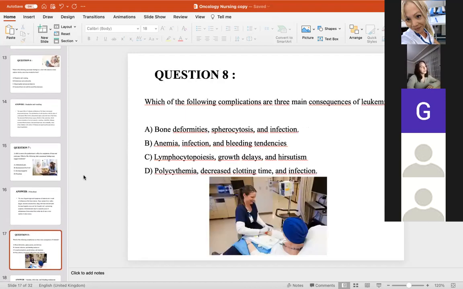And question 8. Which of the following complications are three main consequences of leukemia? A. Bone deformities, spherocytosis, and infection. B. Anemia, infection, and bleeding tendencies. C. Lymphopoiesis, growth delays, and hirsutism. D. Polycythemia, decreased clotting time, and infection.